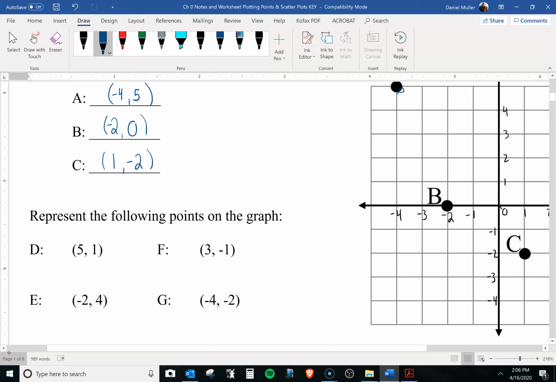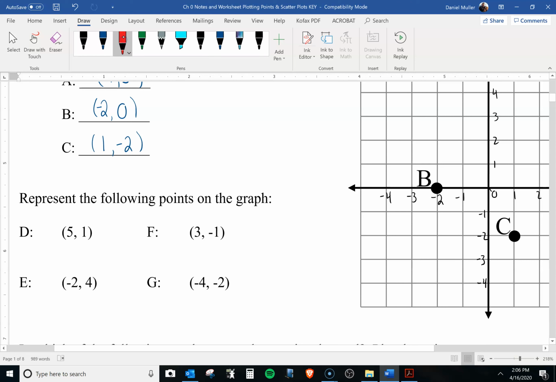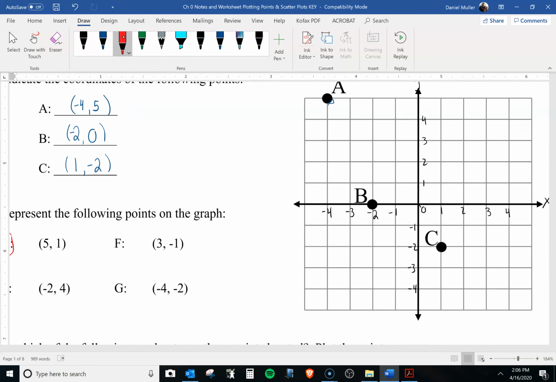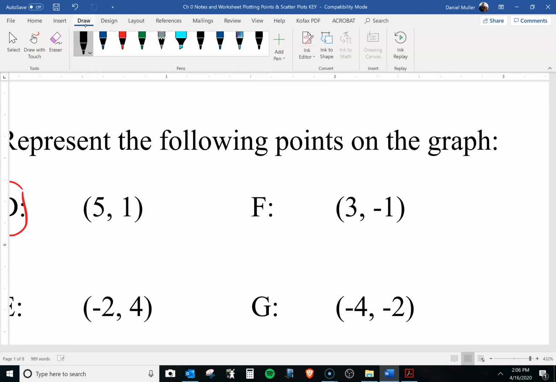Now we want to continue on here, represent the following points on the graph. So let's look at D here. D is 5 and 1, and that is, maybe I'll write this down, because it's a positive 5, and it's an X. Remember X, maybe I'll write this down too a little bit. Let's just try.